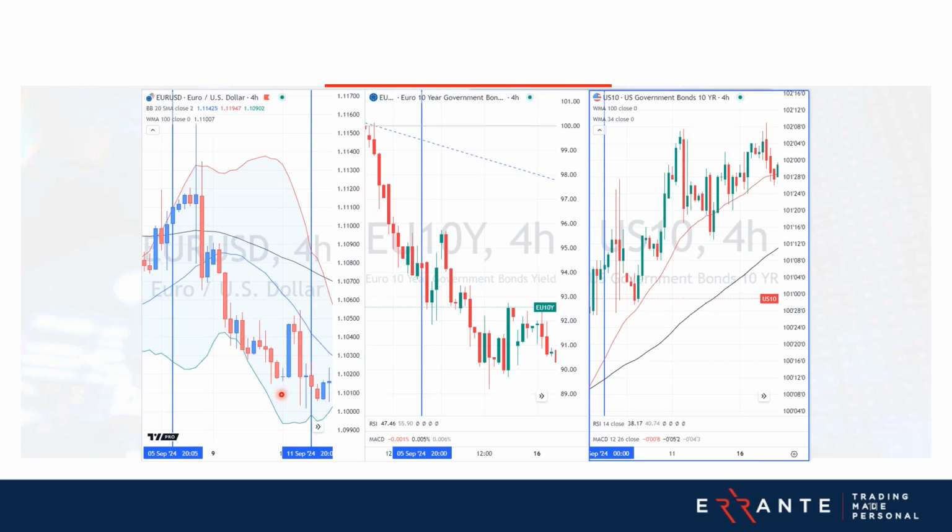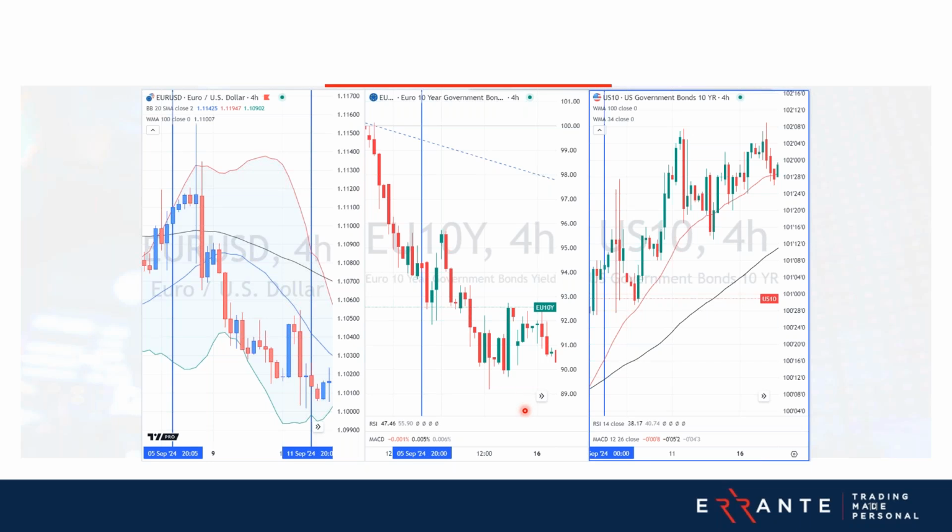Okay, the pair is trending near the lower Bollinger Band, indicating a potential oversold condition, but the downtrend is still intact. And this decline in Euro USD aligns with the broader macro context, where the yields between the US and the Eurozone are diverging. Let's take a closer look at the Euro 10-year government bond yields. As you see here, this Euro 10-year bond yield is sharply declining, and it moved from around 98 at the start of September down to around 90.